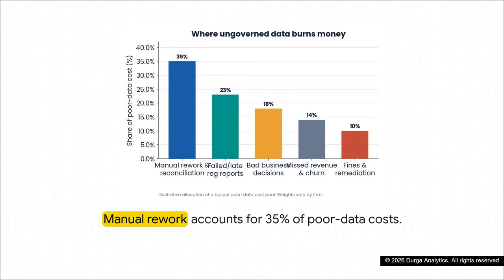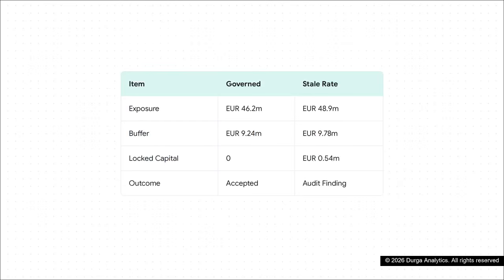35%. That is an invisible bleed hiding quietly inside the salaries of expensive staff who are stuck fixing things by hand that just should have been right the first time. It rarely shows up as a line item in a budget, which is exactly why it's so incredibly dangerous. Let's make this totally concrete with a real-world scenario. Imagine a bank reporting its month-end risk position.